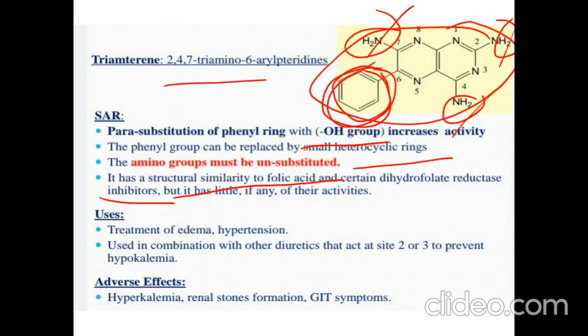Now, this structure is the pteridine structure. These two rings are the pteridine structure. At the 6th position, a phenyl group is present, so it is called 6-phenyl pteridine or 6-aryl pteridine. And there are three amine groups present at the 2nd position, 4th position, and 7th position, so they are called 2, 4, 7 triamino. At the 6th position, aryl group, so 6-aryl pteridine.